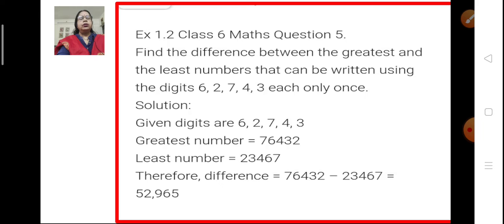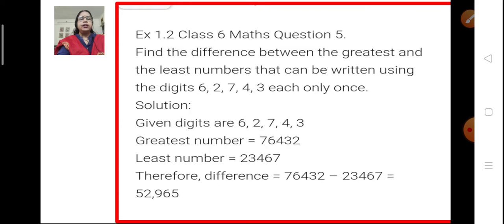Now coming to the revision of important concepts from chapter 1, we are taking one more important question from exercise 1.2. The question is: find the difference between the greatest and the least numbers that can be written using the digits 6, 2, 7, 4, 3, each only once. So these are the digits given and we have to form the greatest number and the smallest number from these digits using them only once.